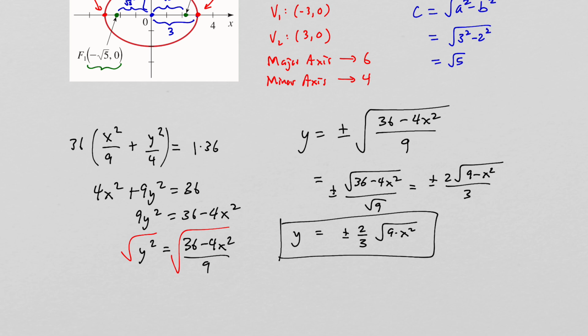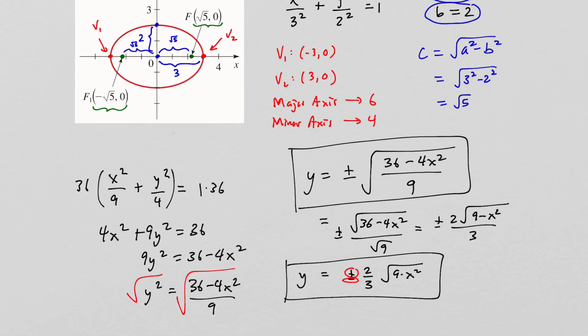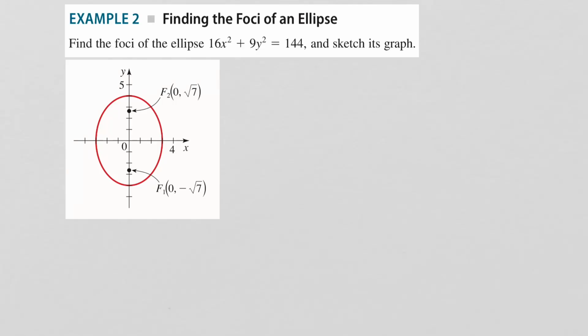But it doesn't really matter if you use that or if you use this. But the point is, when you plug it into the graphing calculator, you have to enter 2 separate functions. One of them is going to give you the top half, and the other one is going to give you the bottom half.